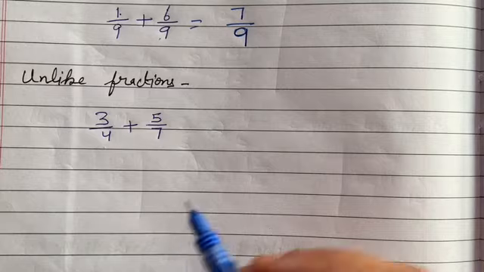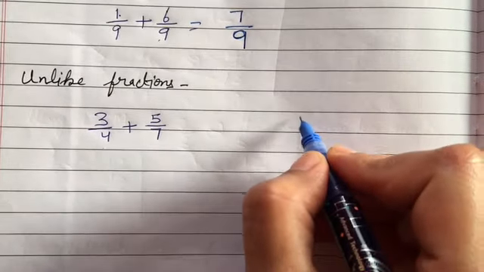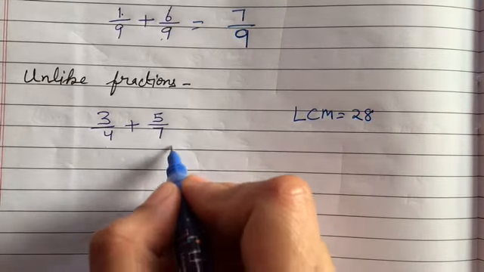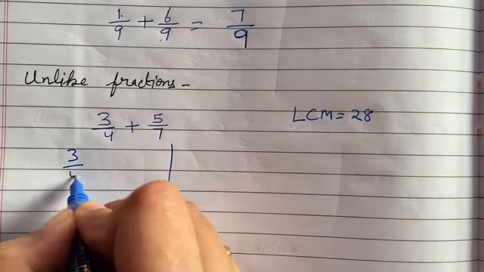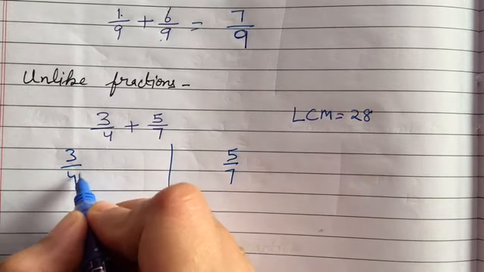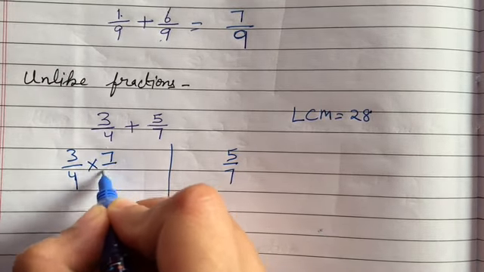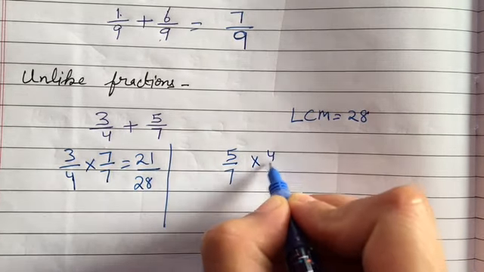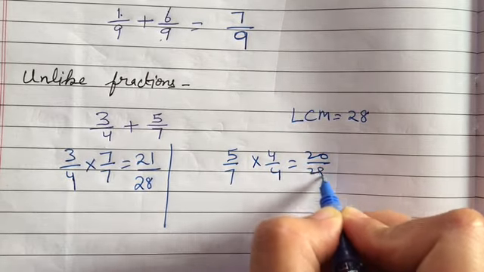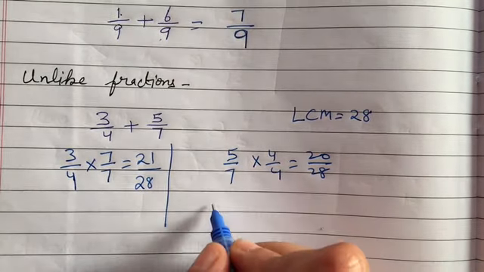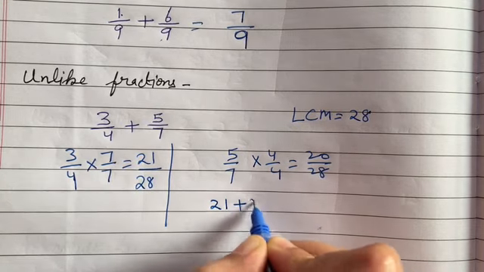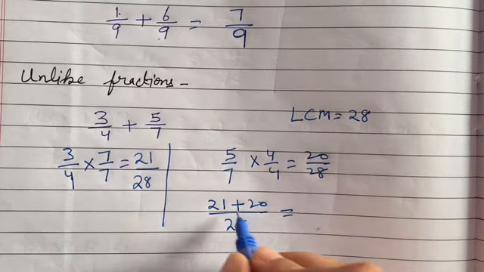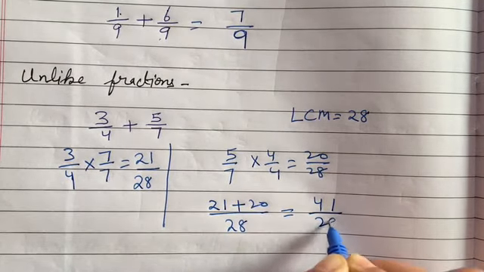Now unlike fractions के additions, the procedure is same. Take the LCM. LCM is 28, 7 4 are 28. Make a line. So 3 by 4 and 5 by 7. Make them 7 by 7. So it is 21 upon 28 and 4 upon 4. So it is 20 upon 28. They are like fractions. Like fractions को अभी हमने add किया है. So 21 plus 20, and we never add the denominators, it remains the same. So it will be 41 upon 28.